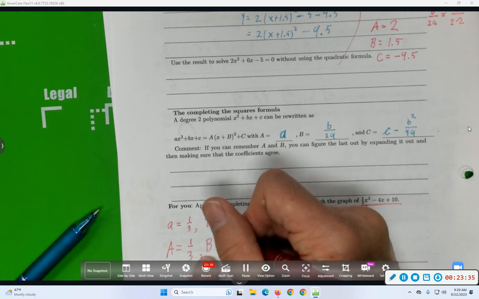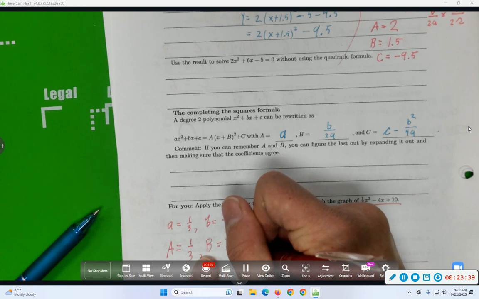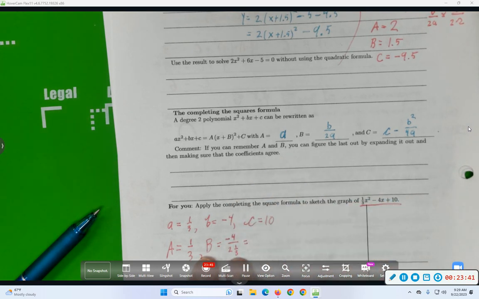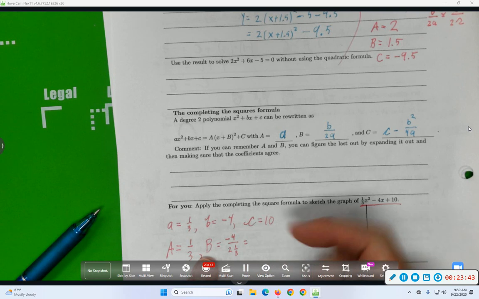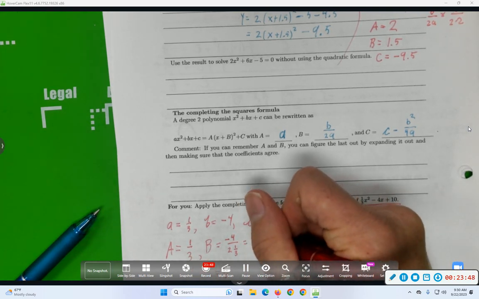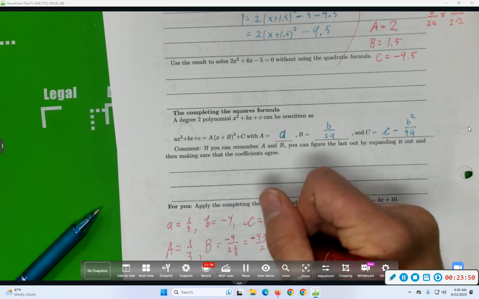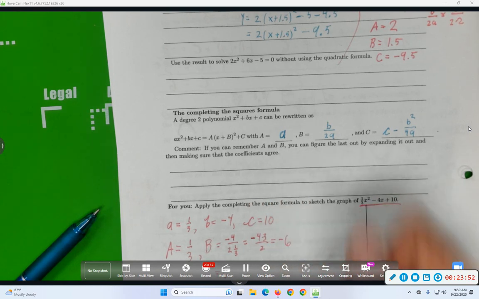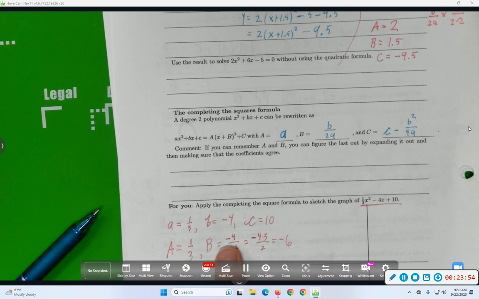Big B is little b over 2 times a. Oh, cool. I see division in the denominator, so I should move that to the numerator. Negative 4 times 3 over 2. Ah, that's -6. I think you lost the negative sign when you said +6.